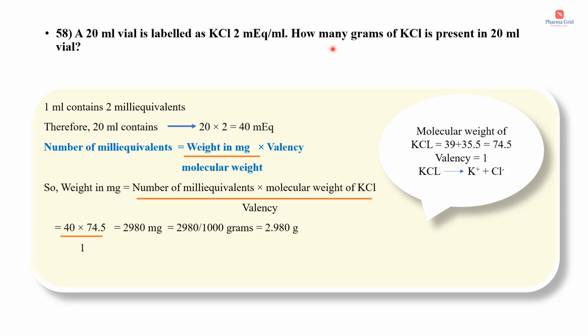So in the question, we need to find out the answer in grams. So we need to convert milligram into gram. How will we convert milligram into gram? Divide this value by 1000, that is 2980 divided by 1000, that is equal to 2.980 gram, which is the answer, or which is the number of grams of KCl present in the 20 ml vial.